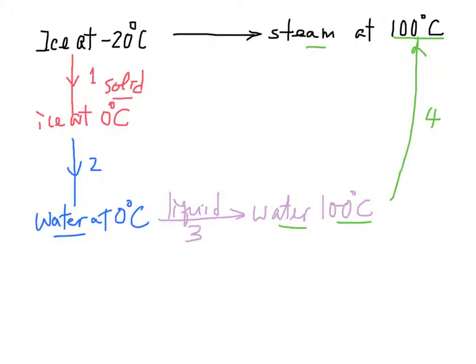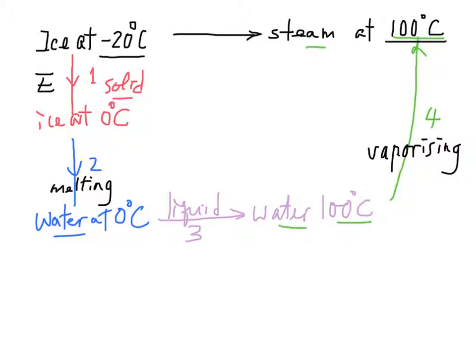Step 2, we say is melting. Step 4, we say water is vaporizing. Throughout all the steps, energy is absorbed by the ice to change it from negative 20 degrees Celsius to steam at 100 degrees Celsius. The energy needed in different steps is E1, E2, E3, and E4.